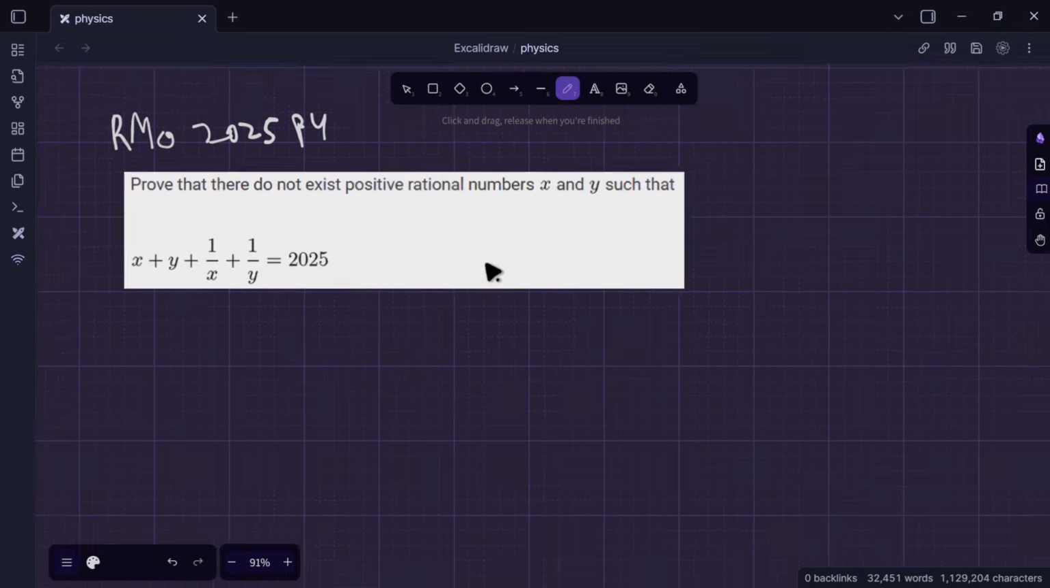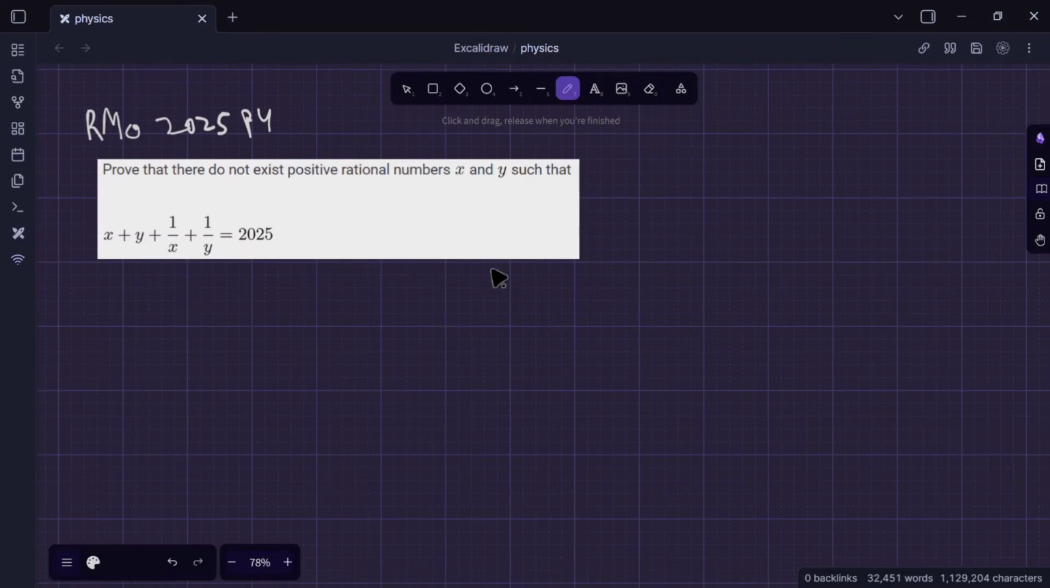Let's read the problem statement. Okay, so the problem is saying prove that there do not exist positive rational numbers x and y such that x plus y plus 1 by x plus 1 by y is 2025. So the natural thing to do here would be, of course, you just take x is equal to a by b and y is equal to c by d.